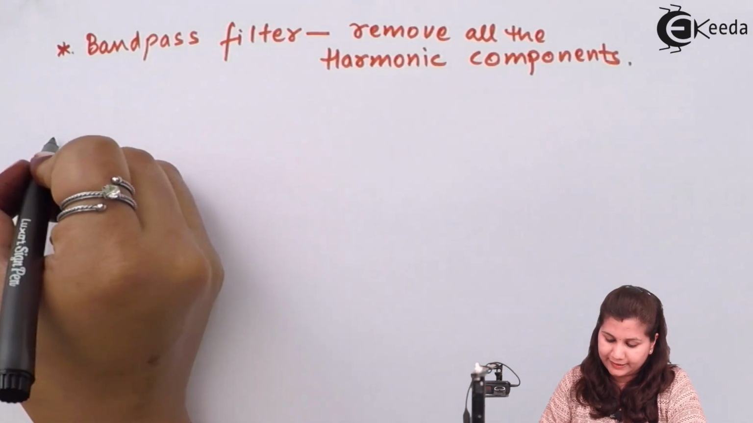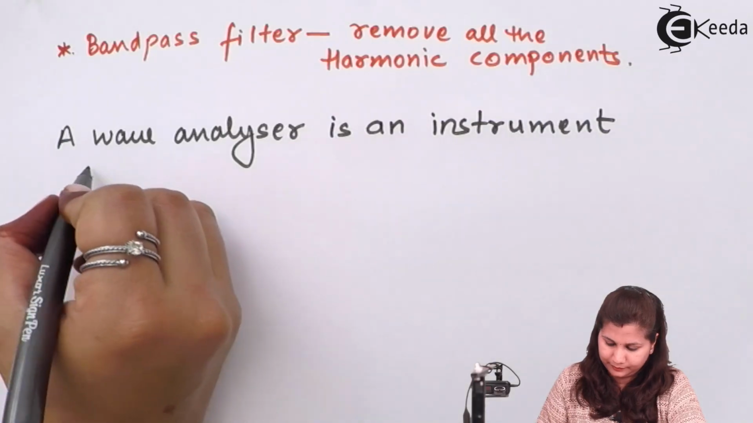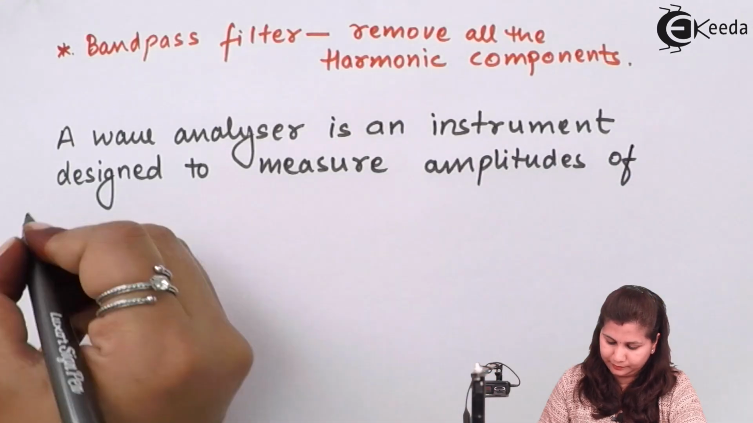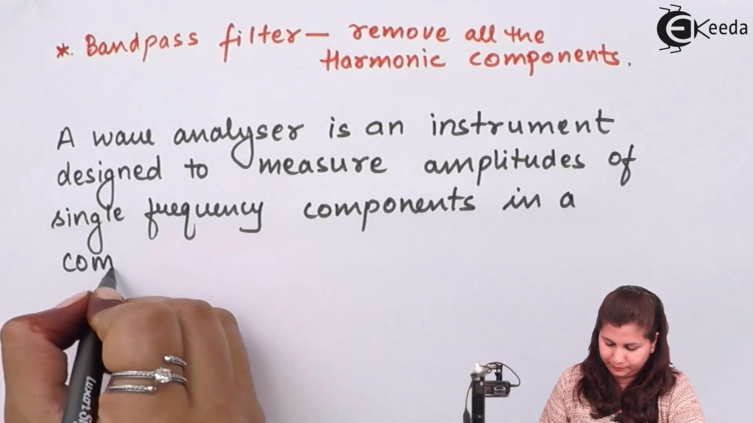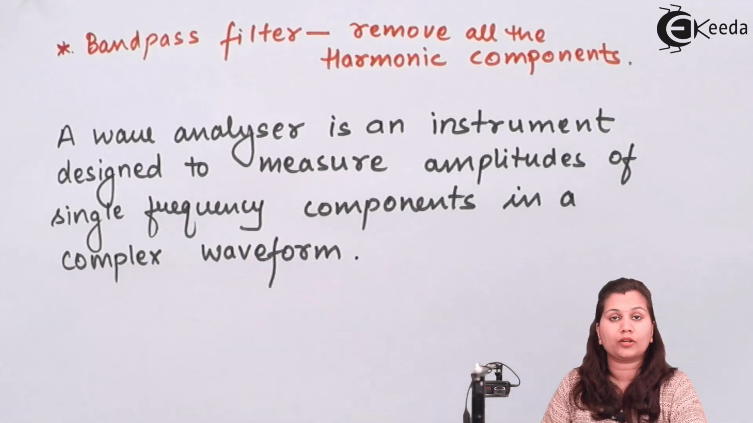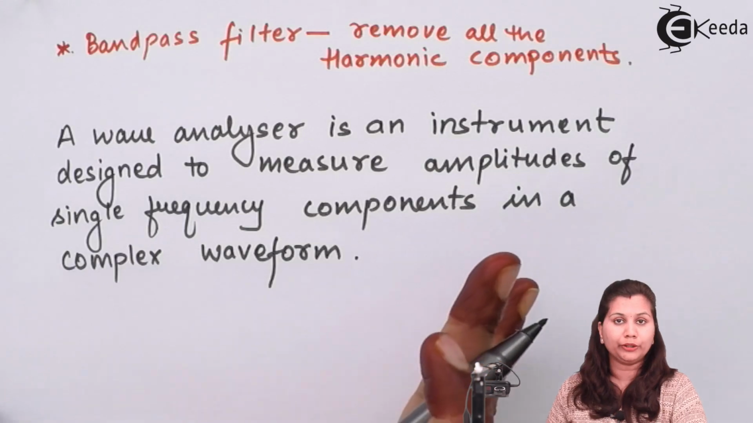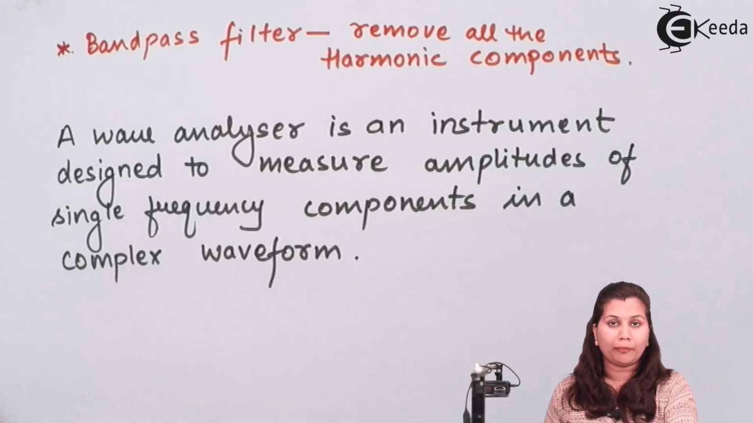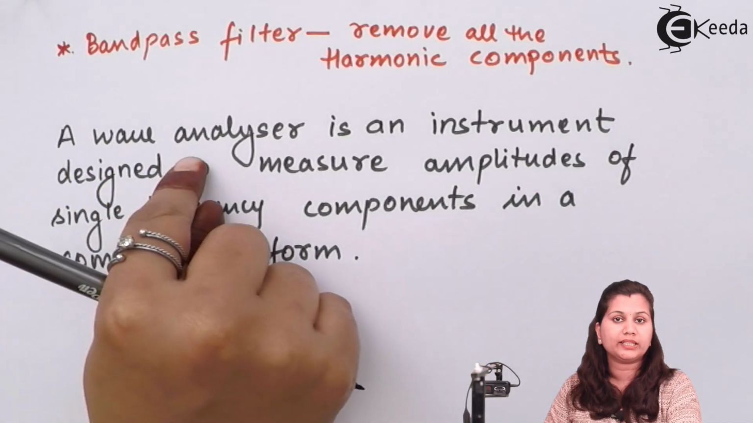So if we define a wave analyzer, it is an instrument which is designed to measure the relative amplitudes of the single frequency components in a complex waveform. In a complex waveform we have different components. For a particular component, if we want to measure the amplitude at that particular frequency, we use the wave analyzer.